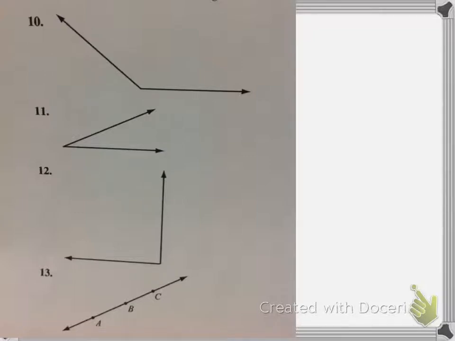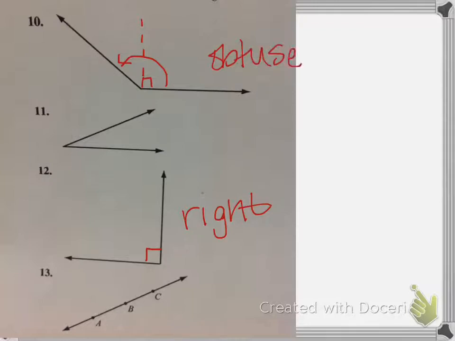Now, a right angle measures exactly 90 degrees, and that's probably the one that people are most familiar with, and that would be this one right here. This is a right angle. Now when we look at the top one, if I were to sketch in a right angle, you can see that this angle opens up further than that. So this is an obtuse angle because it's greater than 90 degrees.